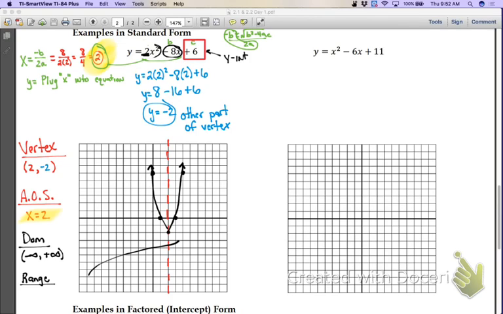Now, what's my range? Where's it go from? From negative 2 to positive infinity.